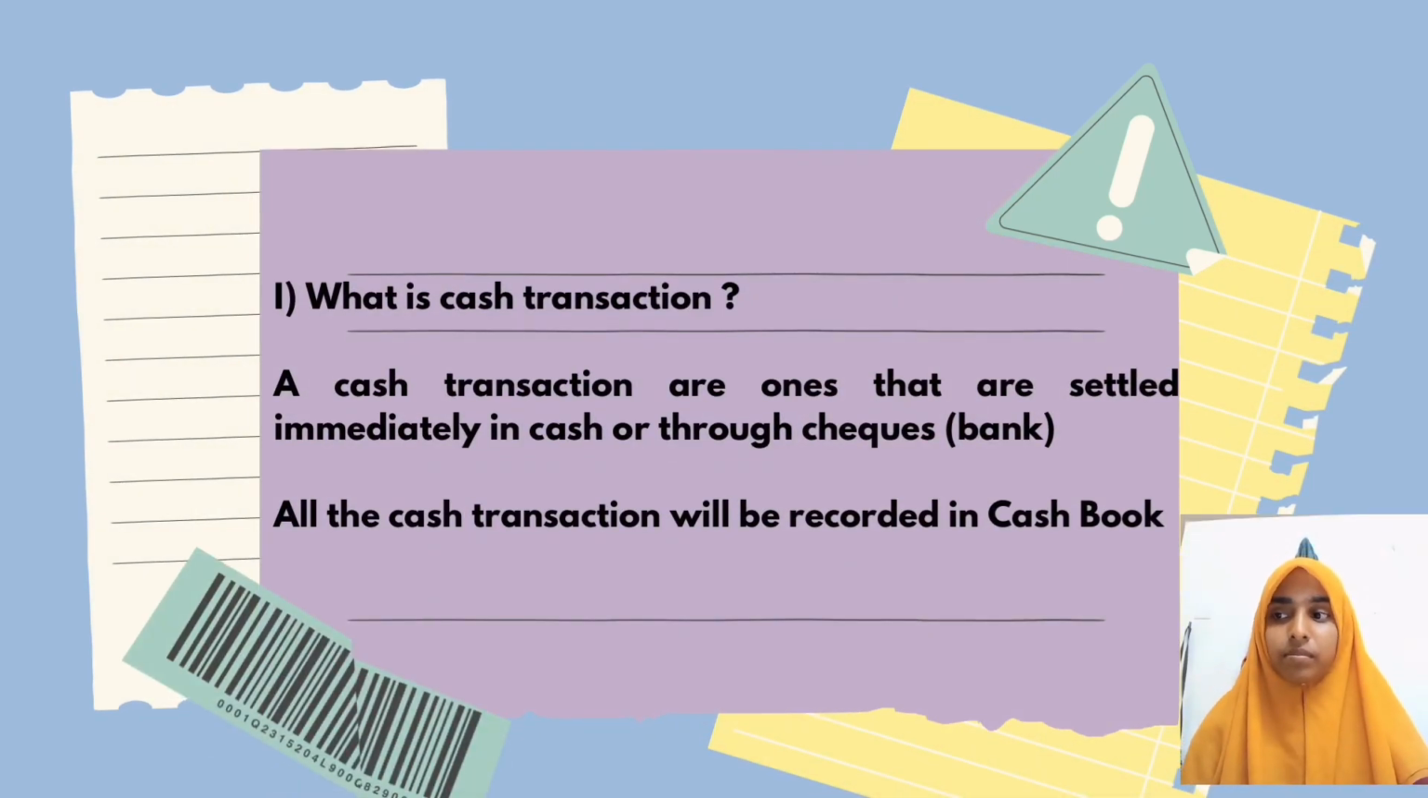Next we can see what is a cash transaction. Cash transactions are ones that are settled immediately in cash or through checks. All the cash transactions will be recorded in the cash book.